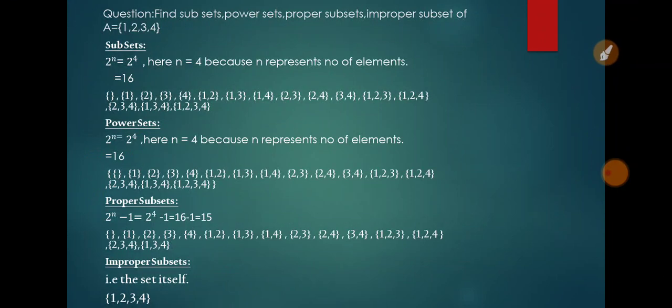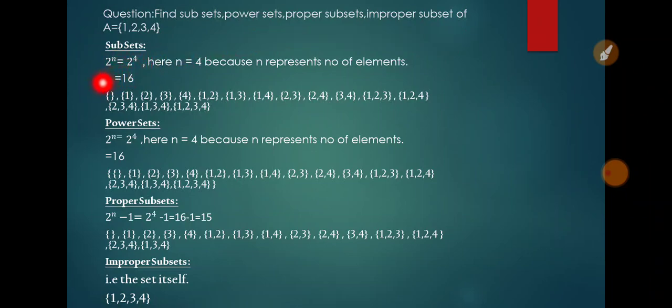Now here we have a question: find subset, power set, proper subset and improper subset of A equals {1, 2, 3, 4}. Now here we have set A equals {1, 2, 3, 4}, and we have to find out the subsets of A, power set of A, proper subsets of A, and then improper subset of A. So first we are going to find out the subsets.